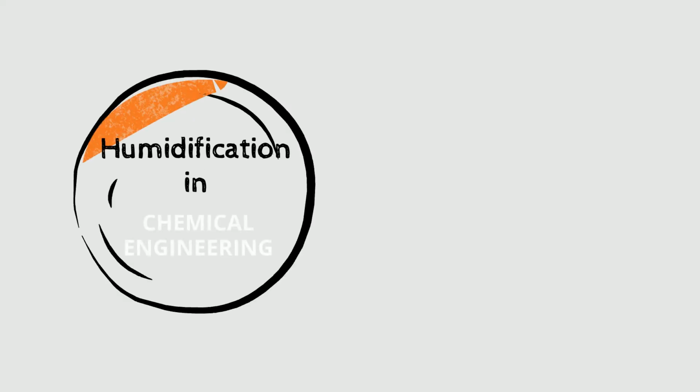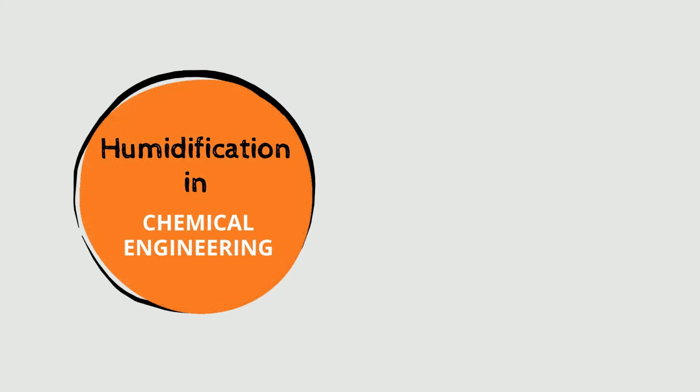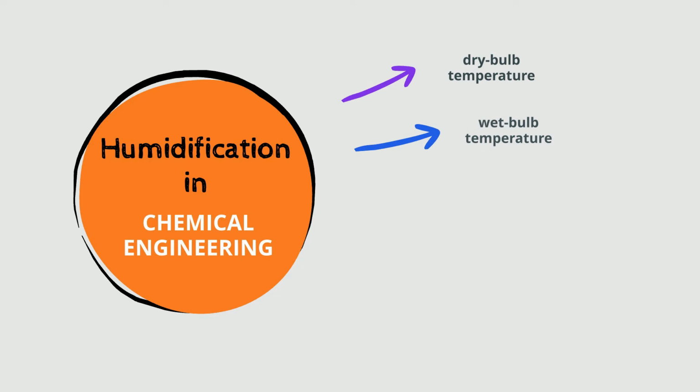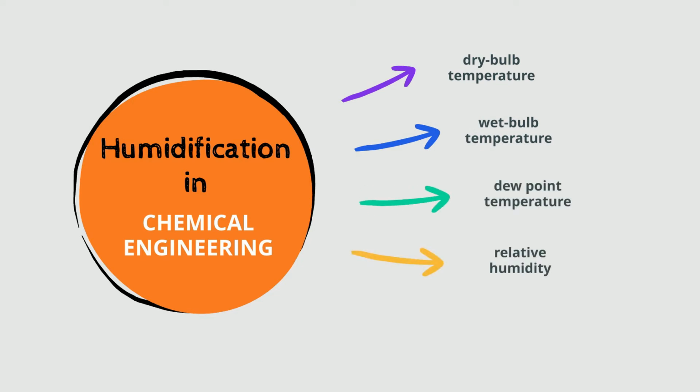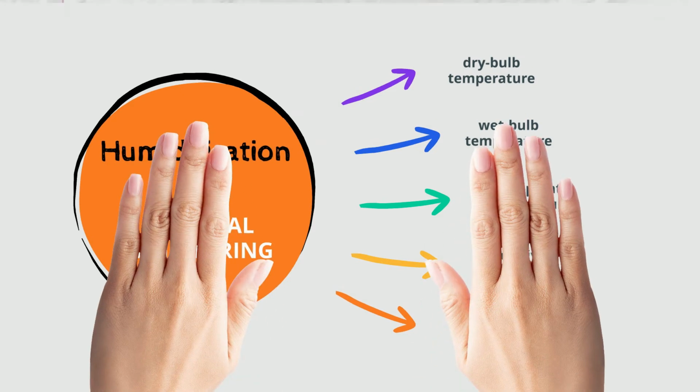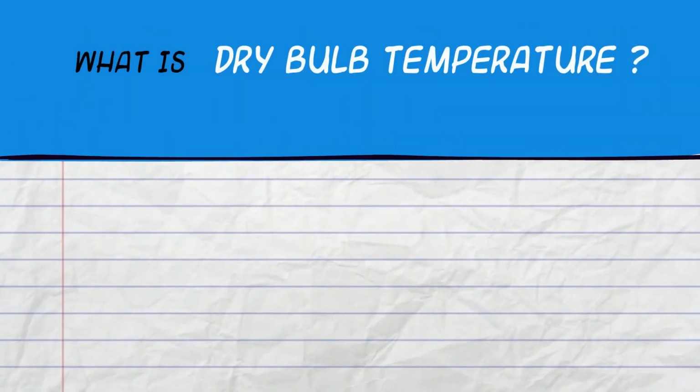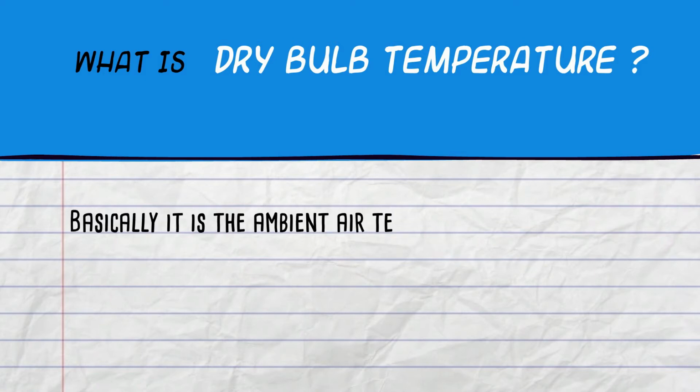Now, when we look into humidification in chemical engineering, we refer to a few terms such as dry bulb temperature, wet bulb temperature, dew point temperature, relative humidity, and enthalpy. But you must be wondering, what are these terms? Well, a dry bulb temperature is basically the ambient air temperature.